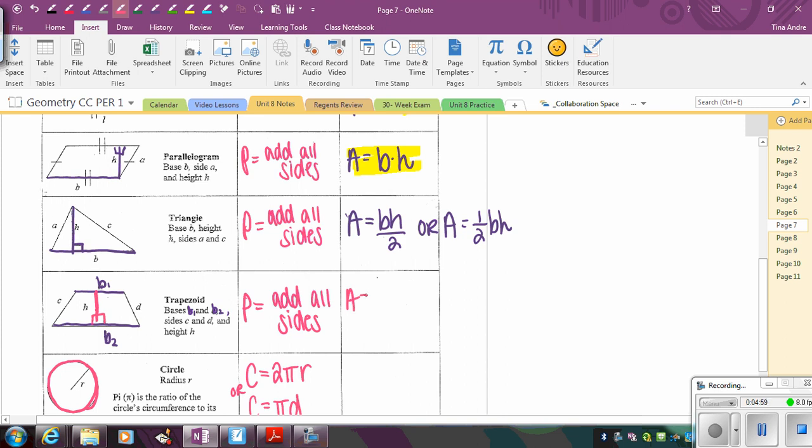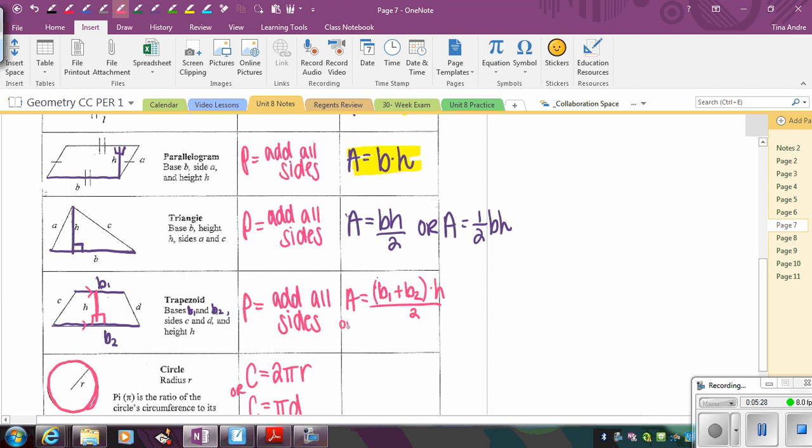So when we talk about area, it's going to look very similar to triangles. So it's going to be base times height, but we have two bases, so we have to add those together. So it's going to be, let me fix this, base 1 plus base 2 times the height over 2. So see how it looks very similar to the triangle? The only difference is this has just a base, because there's only one base. Trapezoids have two bases. It's the two sides that are parallel that are our bases.